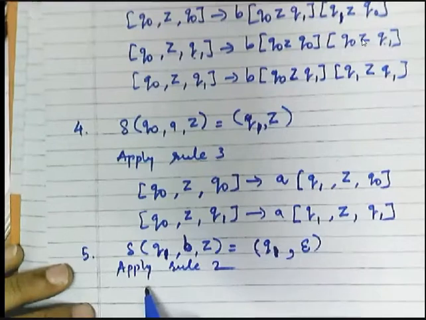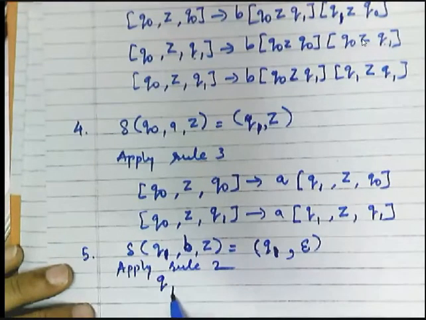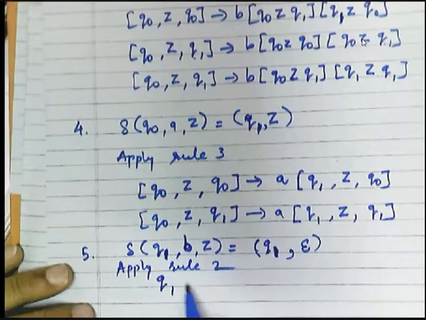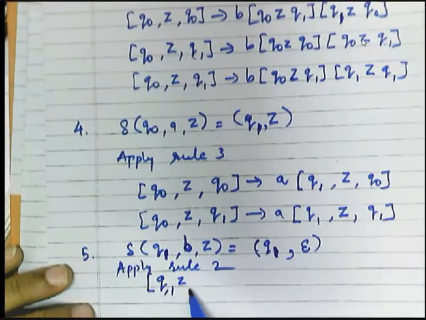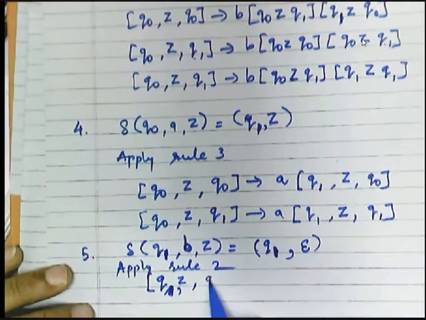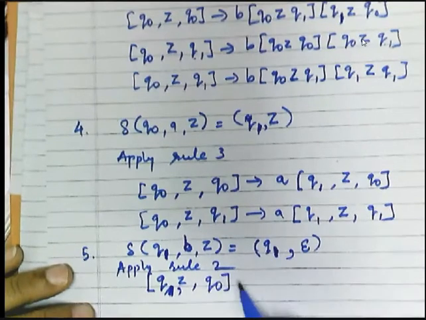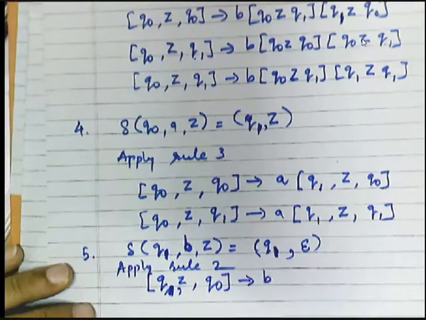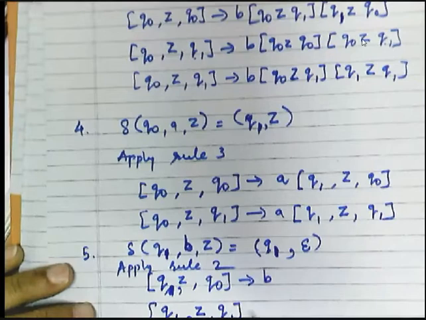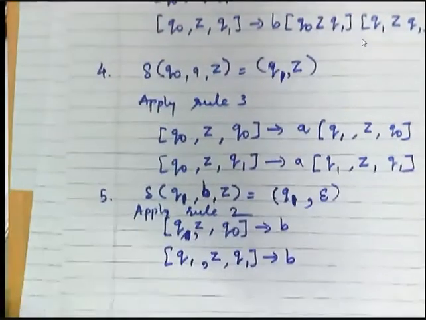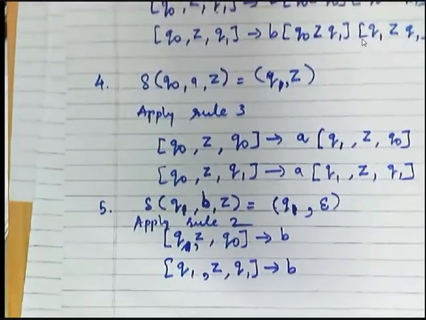So you will be getting Q1 Q1 Z, Q1 Z, Q0 for each state is producing B, and Q1 Z Q1 is producing B. This will be the two rules here.